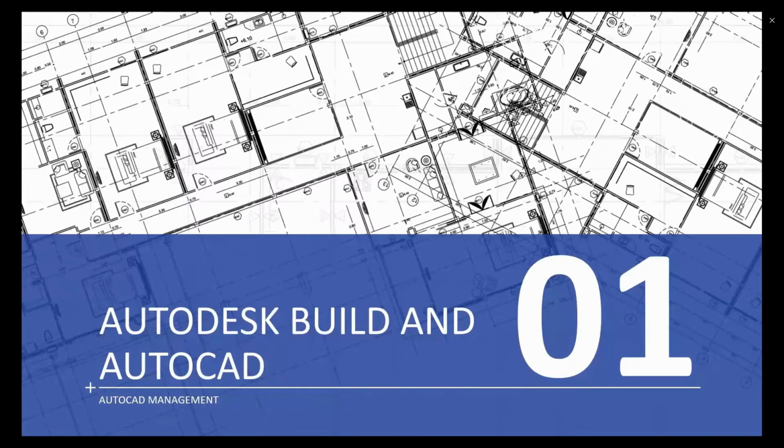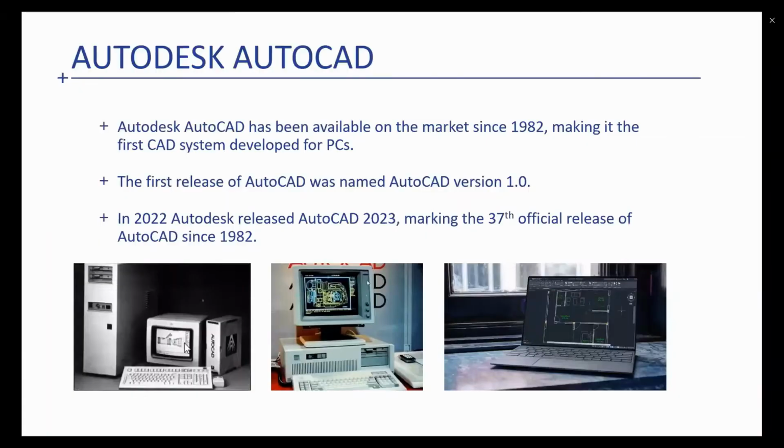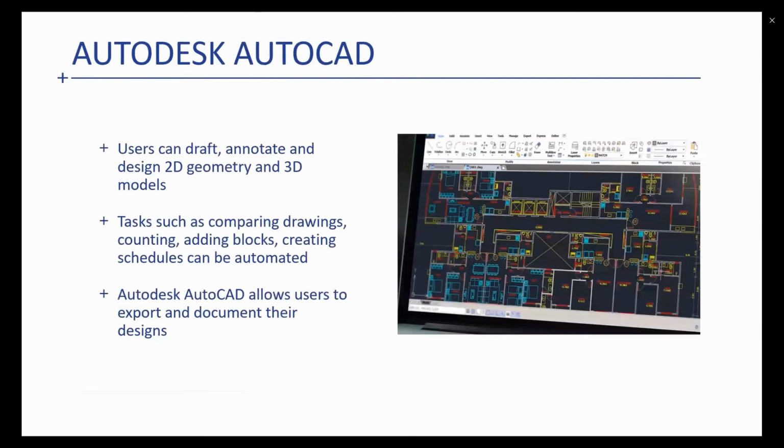I wanted to start us off with talking a bit about AutoCAD and its history. AutoCAD is a CAD software that's been around for 40 years now, with AutoCAD version 1 being released all the way back in 1982. AutoCAD is considered the first CAD system developed for PCs. With the release of AutoCAD 2023 this year, Autodesk has released 37 official versions of AutoCAD to date. At this point, it's safe to say if you haven't gotten your chance to work on AutoCAD, your time will definitely come. It's good to know how long AutoCAD has been around, but what does it do for us now?